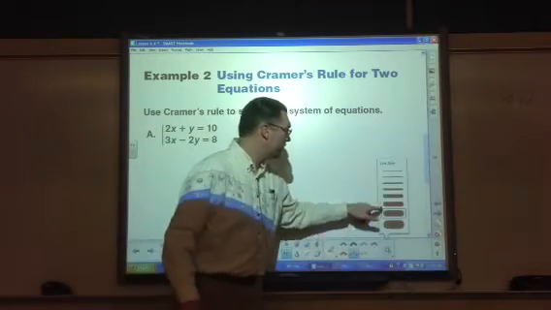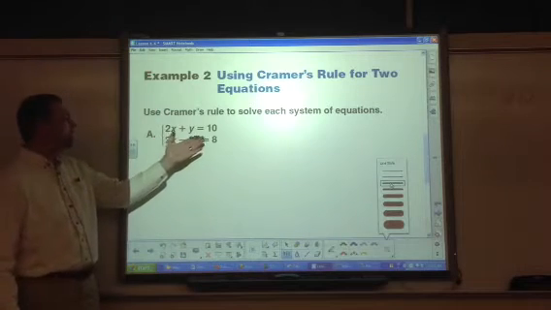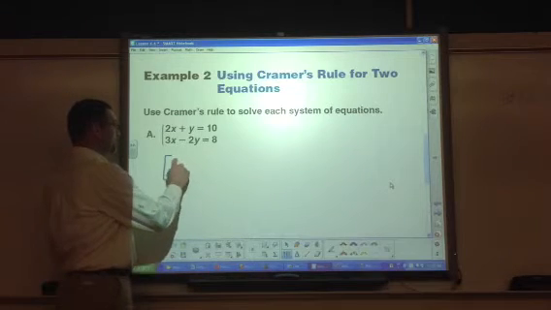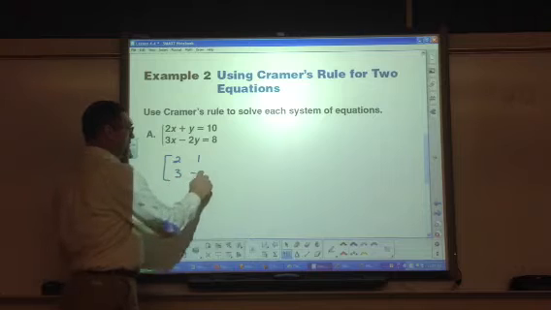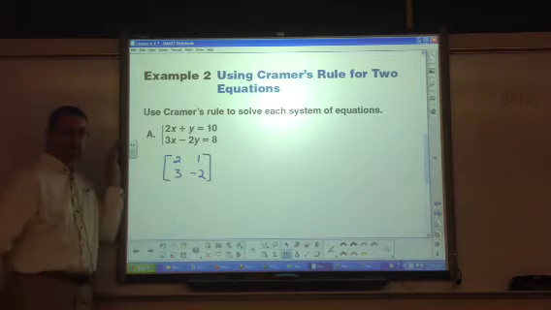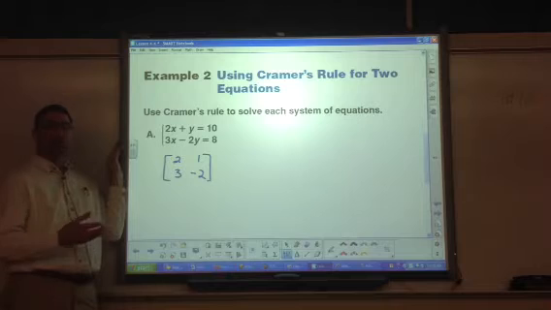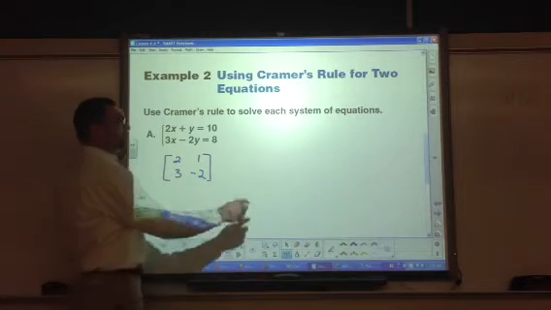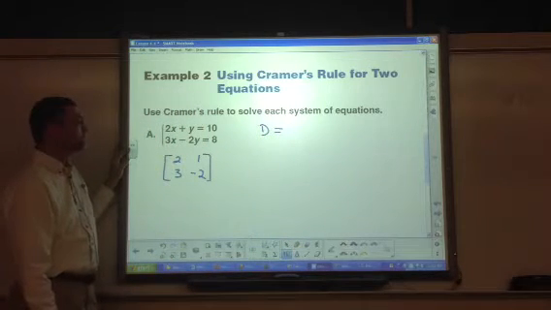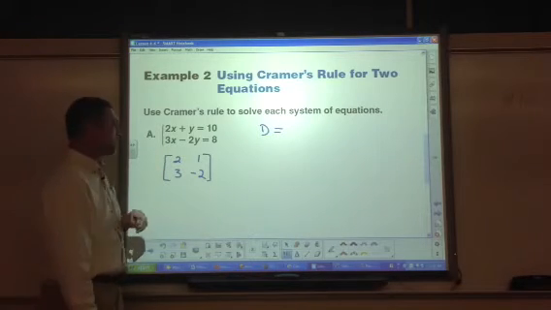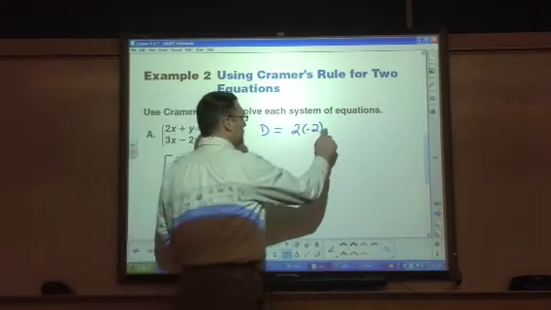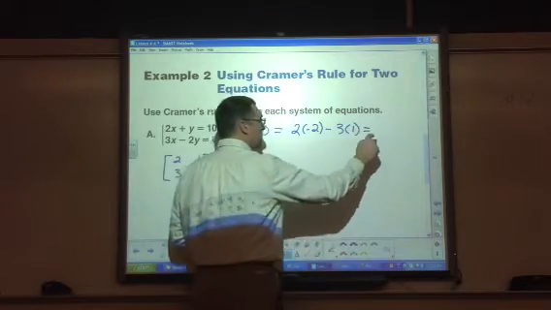So what we're going to do then is, first of all, we're going to make our coefficient matrix. Our coefficient matrix is 2, 1, 3, -2. This is the coefficient matrix, and we're going to use that matrix to find the determinant. So we need to find D, the determinant. We're going to multiply the diagonals and subtract: 2 times -2 minus 3 times 1 is equal to -7.